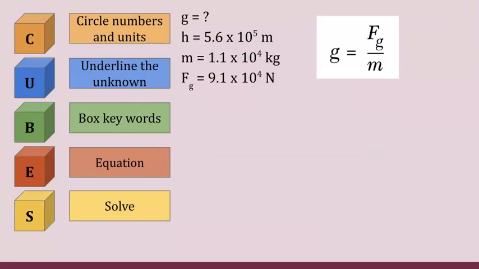And now it's time to solve. Since I'm looking for g, and g is already by itself, I don't have to do any extra work to rearrange this equation. I can just jump right in. I'm plugging in 9.1 times 10 to the 4 for Fg, and I'm plugging in 1.1 times 10 to the 4 for m.